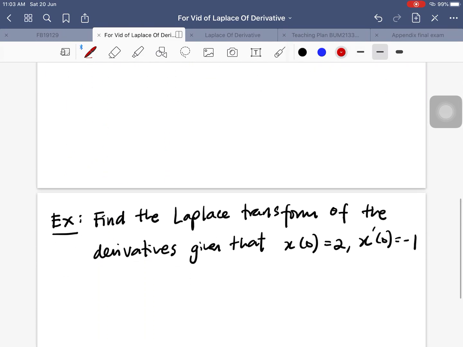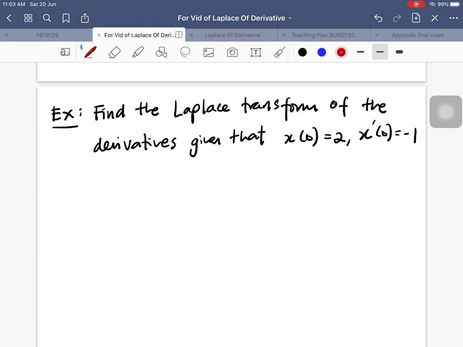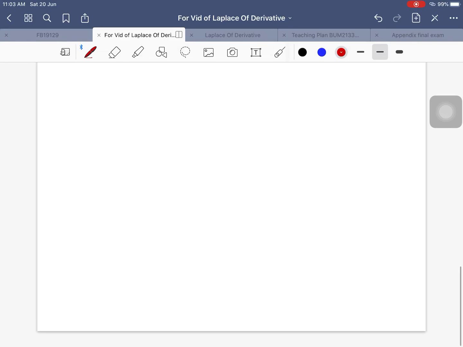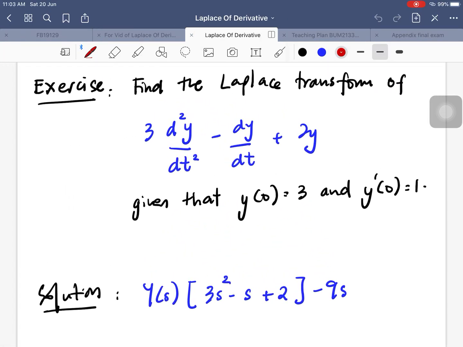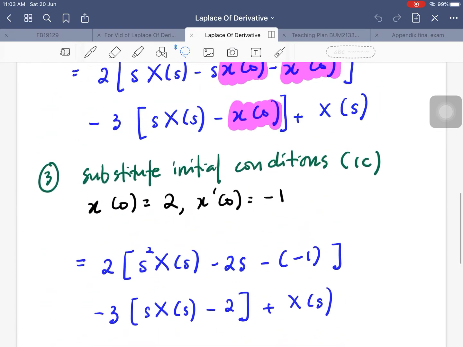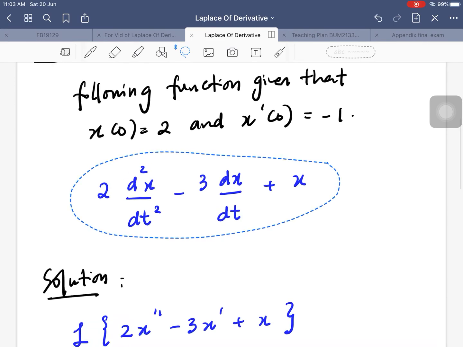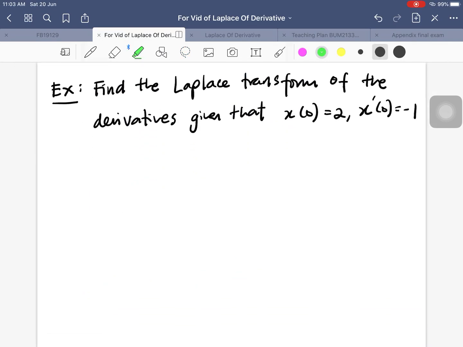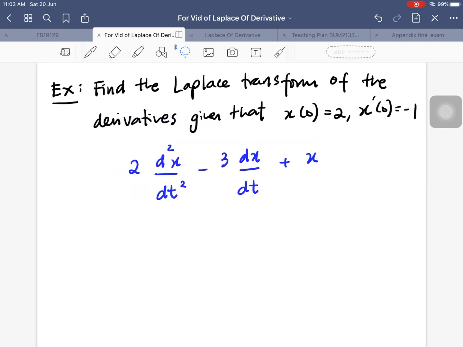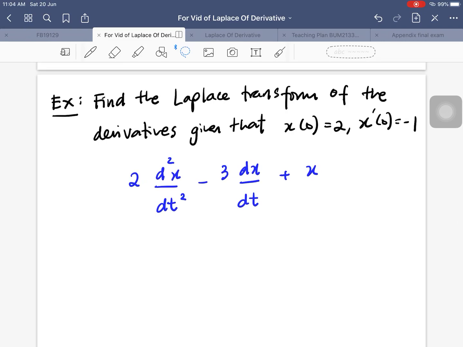So the next thing is let's have a look at the example. For the first example, no, this is going to be the only example, in fact, because it's that simple. I'm going to find the Laplace transform of the derivatives. So let me see where the derivative is. This is my derivative. Let's copy this and paste it here. Okay, so that is my derivative. I'm going to find the Laplace transform of the function given here, which is 2 d squared x over dt squared minus 3 dx over dt plus x. And I have these initial conditions given: x(0) is equal to 2 and x prime(0) is equal to negative 1.